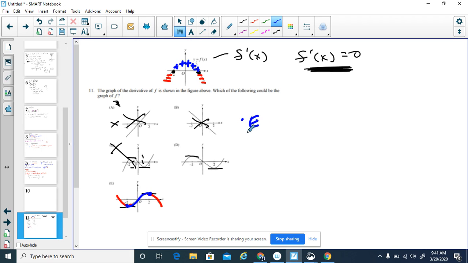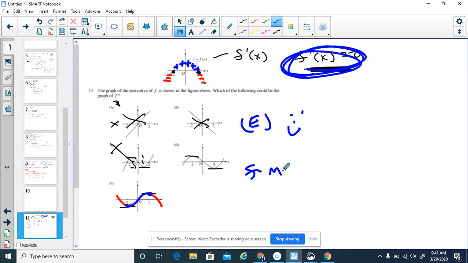All right, so you're hoping to get a question like this. Don't overthink it. Start with that and then start with the basics, right? F increasing when f prime positive, f decreasing when f prime negative.